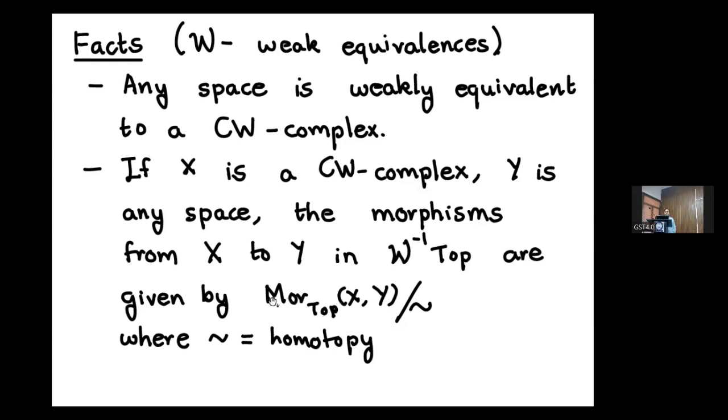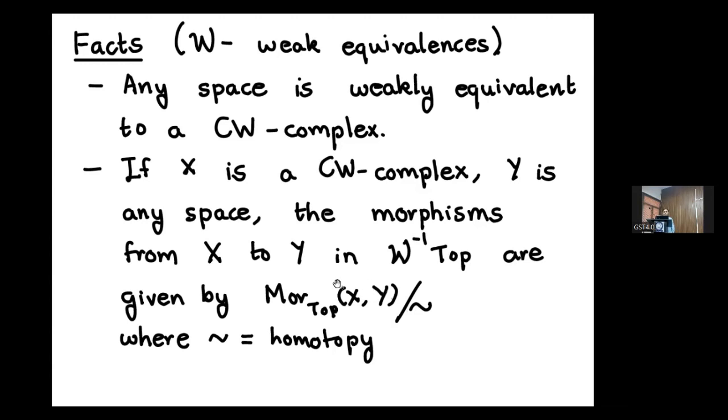And so what do you do? Well, you define what's called homotopy of two maps. When two maps are homotopic to each other, that gives you an equivalence relation on the continuous maps from X to Y, and you just go modulo that equivalence relation, and that gives you the set of morphisms from X to Y in the localization.